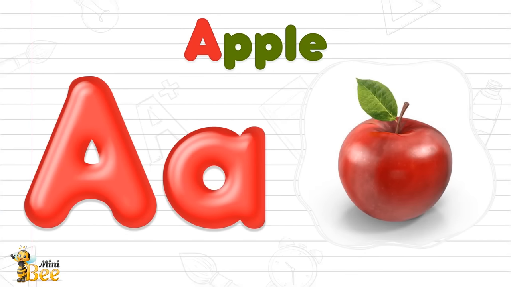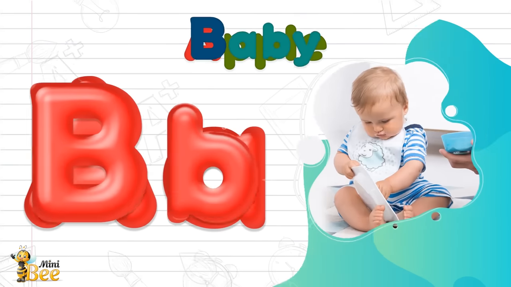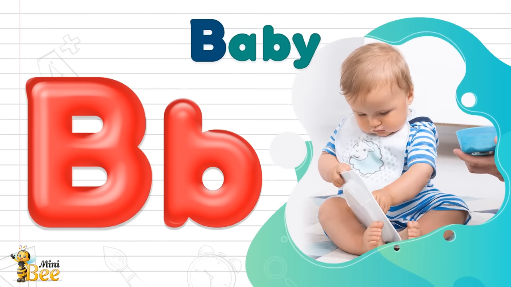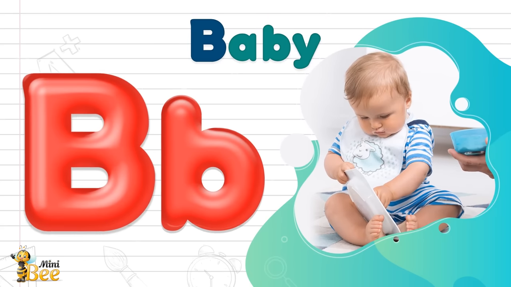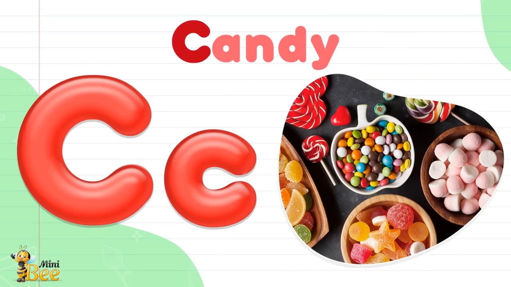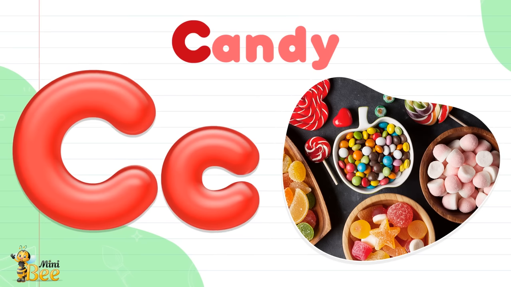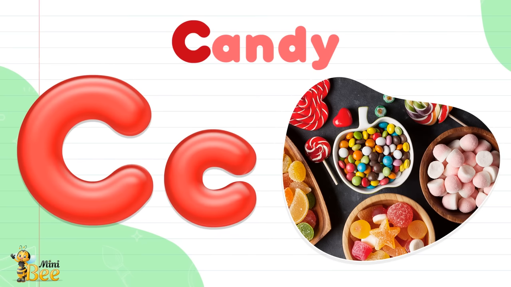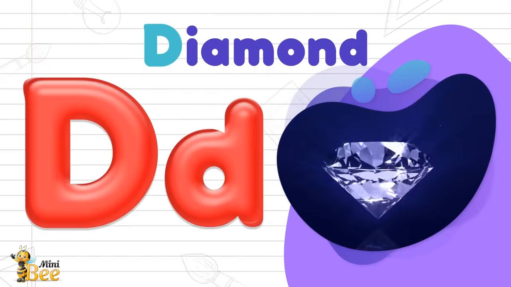A is for apple, a, apple, a, apple. A, apple. B is for baby, b, b, baby, b, b, baby. B, baby. C is for candy, c, c, candy, c, c, candy. C, candy. D is for diamond.